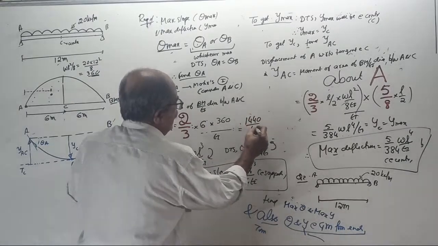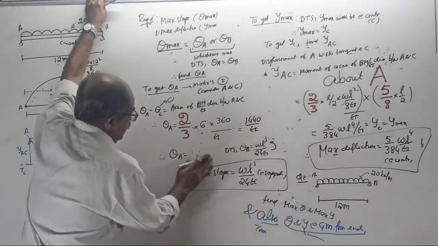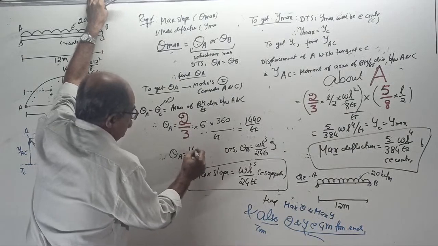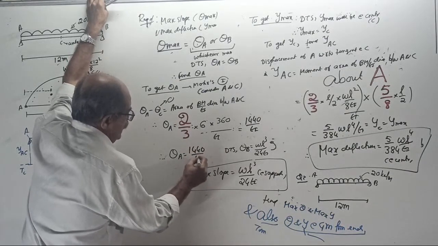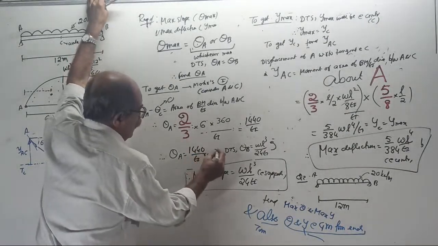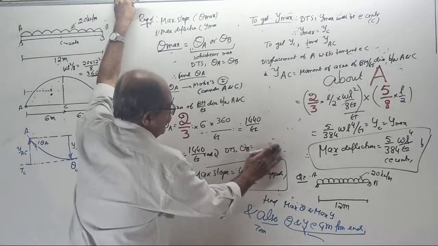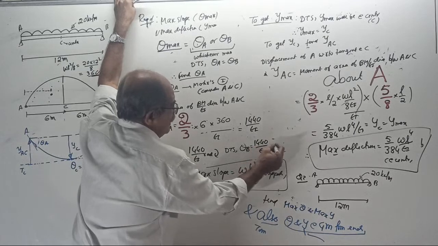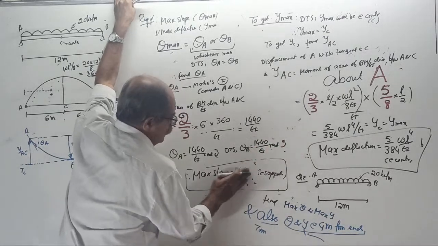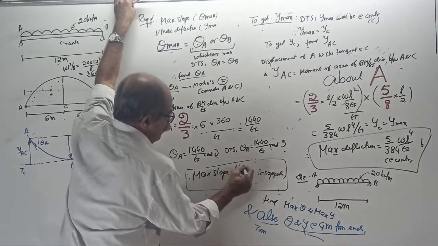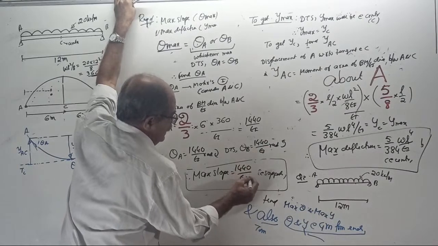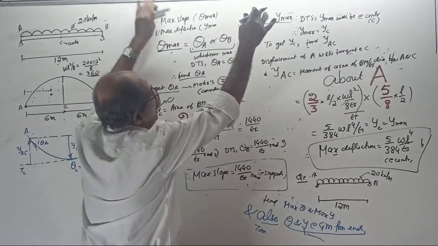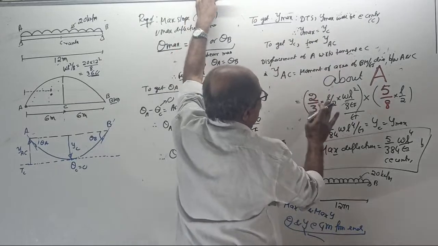1440 by EI. Therefore, theta A equals 1440 by EI radian clockwise. By symmetry, theta B equals 1440 by EI radian anticlockwise. So the maximum slope is 1440 by EI radians at the support. Over. Y max, in the same way.